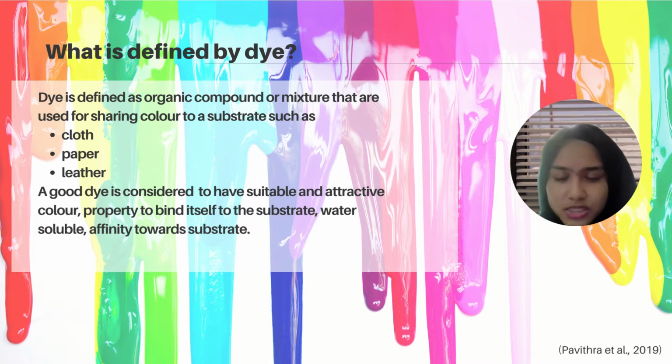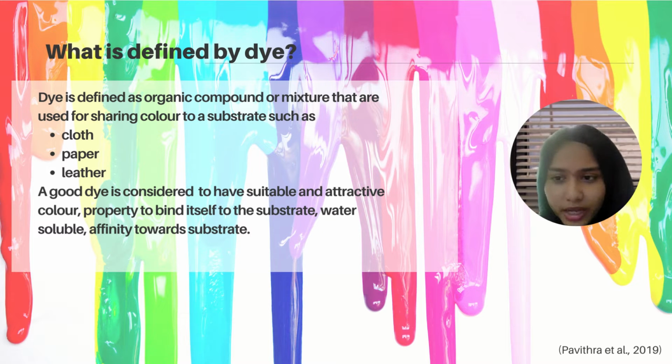A good dye is considered to have a suitable and attractive color, the property to bind itself to the substrates, be water soluble, and also have an affinity toward the substrates. So, how does the dye have a color? Dye has a color because it absorbs light from the UV spectrum that has the chromophore and also a conjugate system. And then it has the electron resonance that contains auxochromes.